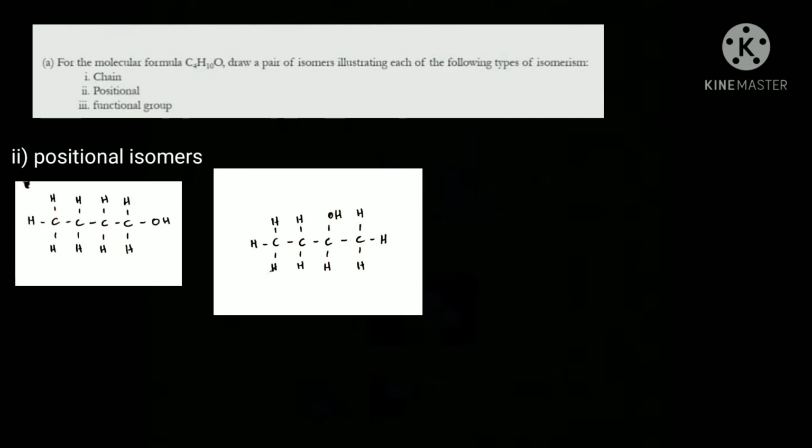Firstly, we draw the 4 carbon and then we change the OH, which is the functional group, from the first carbon to the second carbon. The IUPAC name for this isomer is 2-butanol.